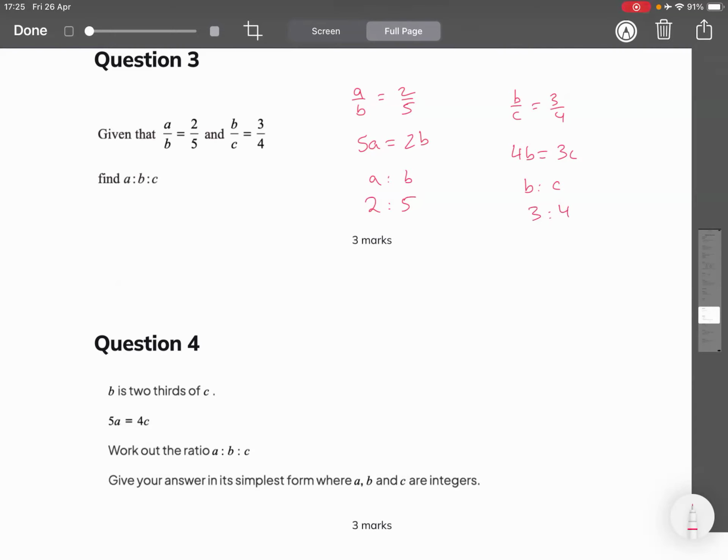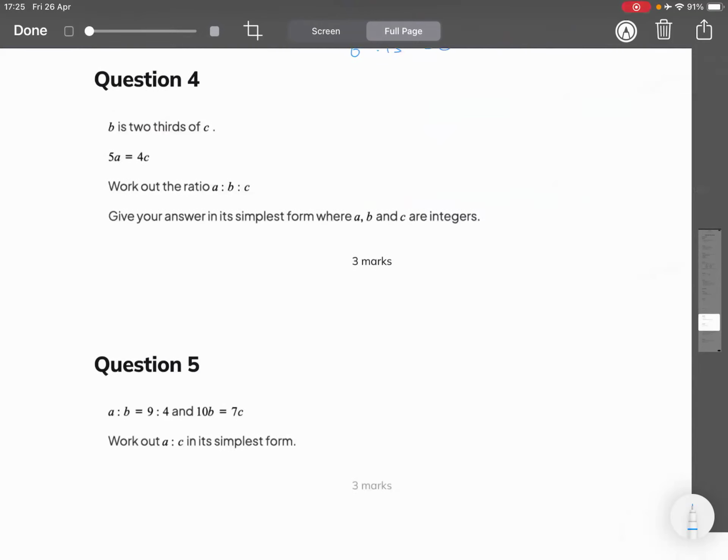How do I combine two ratios? You have to get the same number for the B's. Because it's 5 in one and 4 in the other, you make it 20 in both ratios. So you times the first by 4 to make it 8 to 20, and then you do the opposite for the other one, 15 to 20. Then A to B to C is 6 to 15 to 20. Nice. You cooked that.